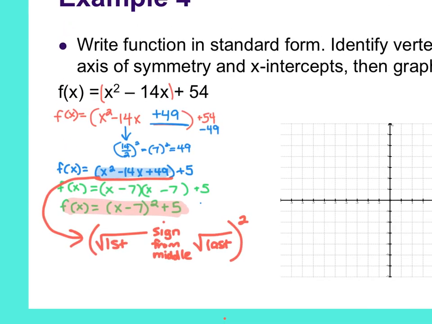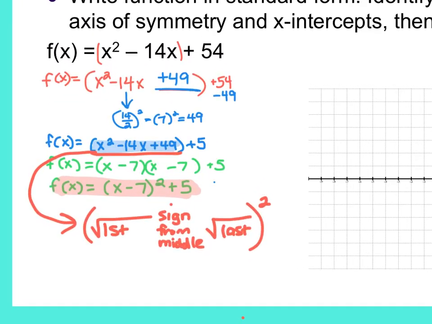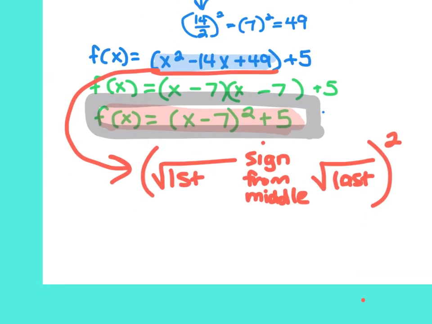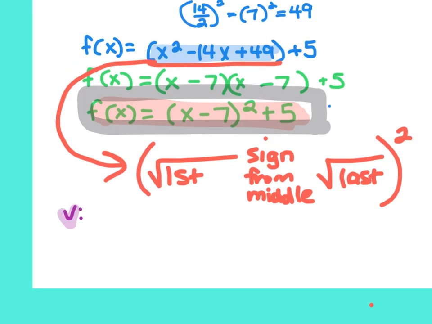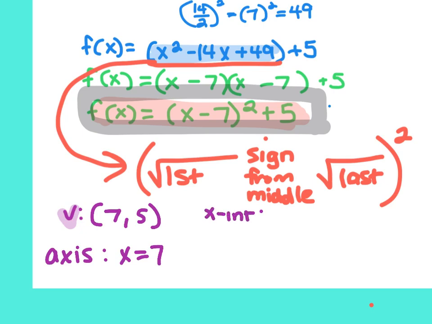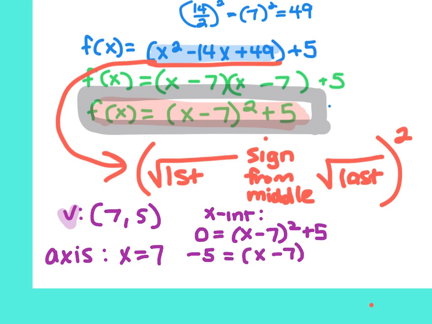Okay, so now I'm basically starting my example like I did from the last one. This is my equation. What would be my vertex? Positive 7, positive 5. What's my axis of symmetry? X equals 7. And then I would do my x-intercepts. 0 equals x minus 7 squared plus 5. Subtract the 5. What happens when I go to square root that 5? Negative 5. Can you graph an imaginary number? No. So that means there's no x-intercepts.